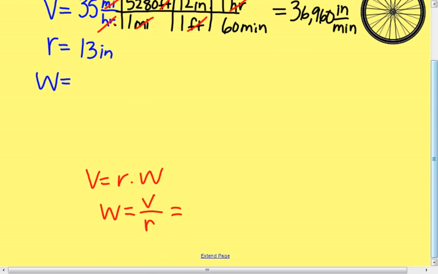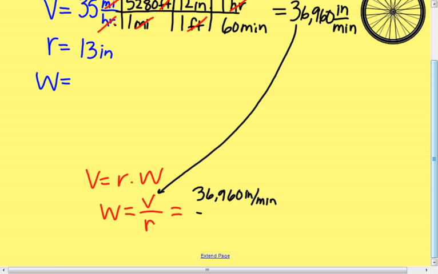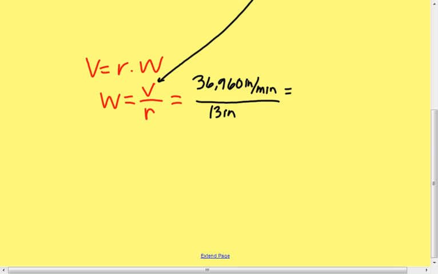Okay, so now what I will do is I will go back down here, and this now is my converted linear speed. So that would be 36,960 inches per minute over my radius, which is 13 inches. Okay. When I do that, I should get 2,843.08. What happens is my inches drop out.